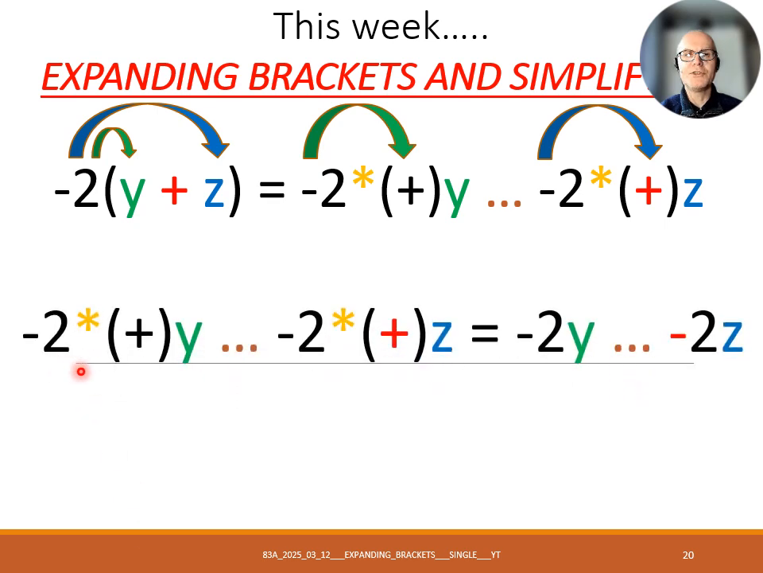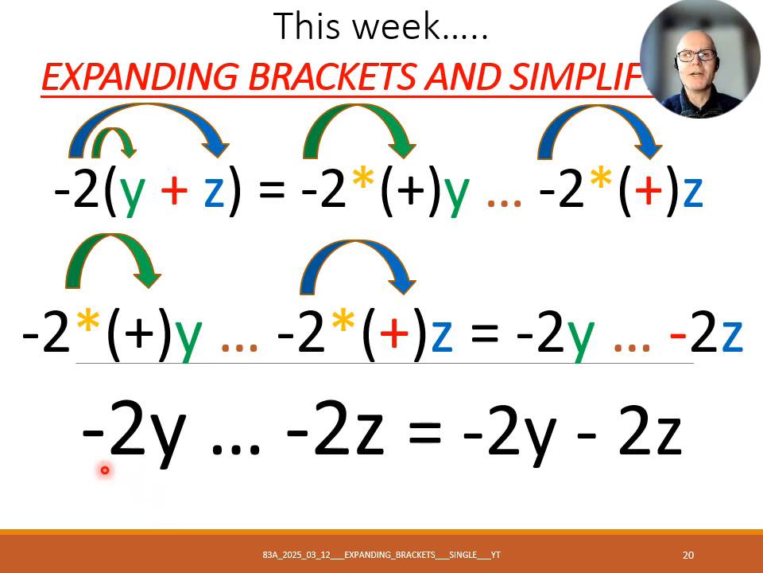So we're going to have negative 2 times positive y. Negative times a positive is going to be a negative answer. Negative 2 times positive y is negative 2y. And second part of the equation, negative 2 times positive z. Negative times a positive equals a negative. Negative 2 times positive z is negative 2z.